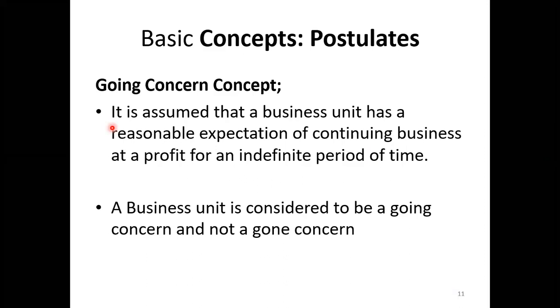You have to assume that the firm will run for the reasonable foreseeable future, right? So it is not going to close tomorrow or next year, not like that. So accountants would assume that the company, the firm, will carry on operations in the future, for the reasonable foreseeable future. A business unit is considered to be a going concern and not a gone concern. It's the first assumption.